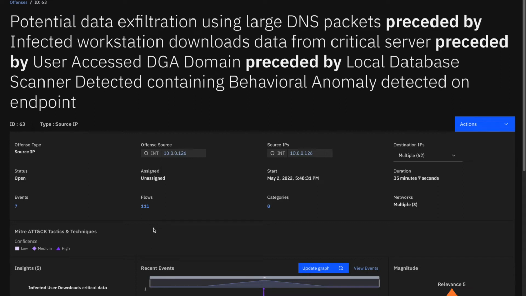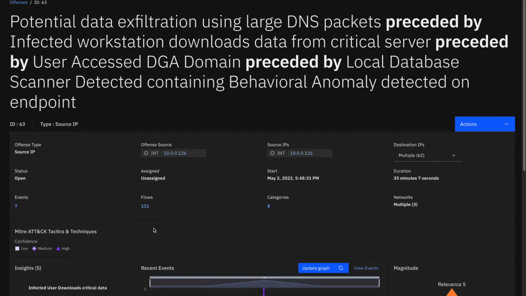So we can see now we have potential data exfiltration using large DNS traffic. This infected workstation is downloading data from a critical server, which we don't want to be seeing. And we have some local database scanning going on, and it's all coming in correspondence, right? It's correlating to this behavioral anomaly that was detected on the endpoint.